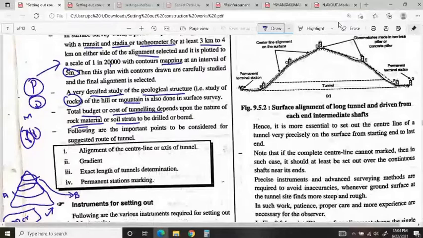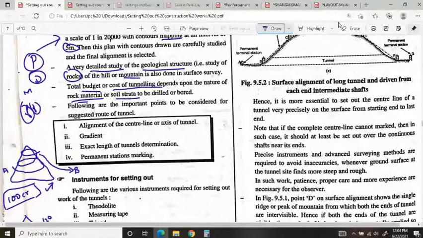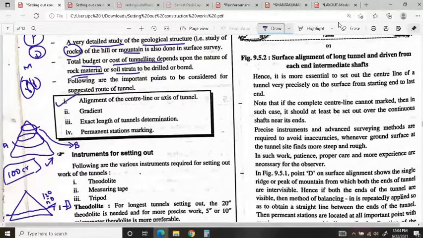The following are the important points to be considered for the suggested route of the tunnel. The first one is the alignment of the center line or axis of the tunnel. If this is your tunnel, this will be our center line or axis.